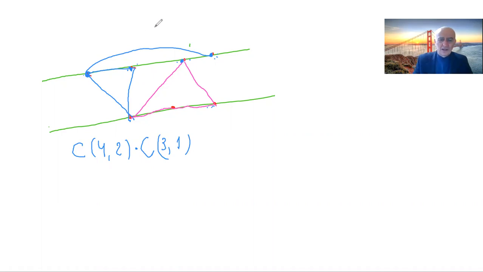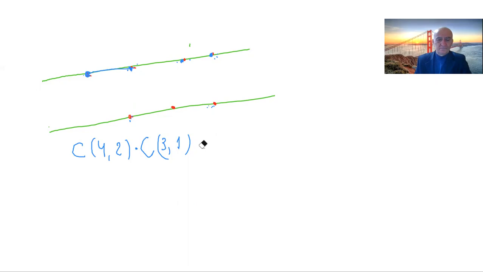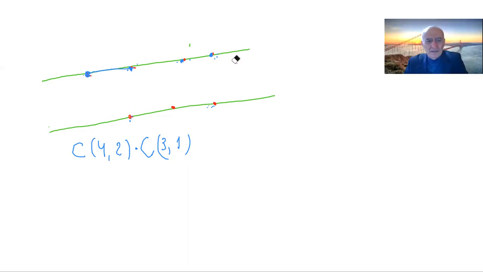Is it correct, or do you have any different idea? Any different idea? I think it's correct. Any other idea? We have more choices too. We can choose 2 points from the second line and 1 point from the first line. Salome, unfortunately, I can't hear you. So it looks correct.